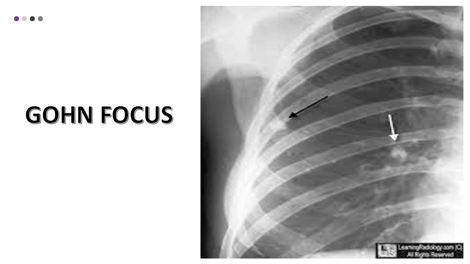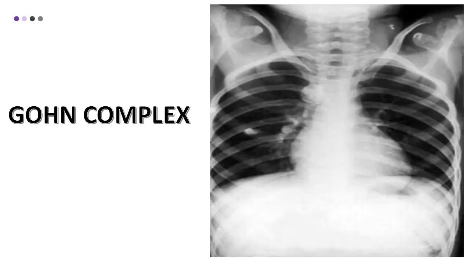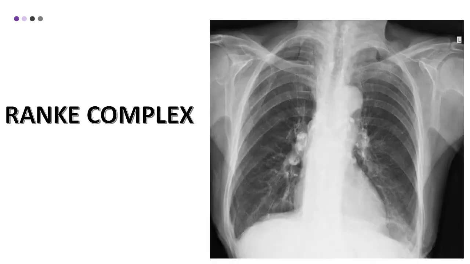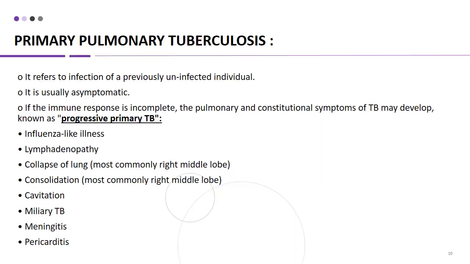So this is the picture of the Ghon focus marked with the arrows, which is formed by the fusion of multiple granulomas. And this is the picture of the Ghon complex, which is the Ghon focus along with enlarged hilar lymph nodes. You can clearly appreciate that the lymph nodes are enlarged, and a Ghon complex can also be seen in this slide. This is Ranke's complex. You can appreciate calcification here.